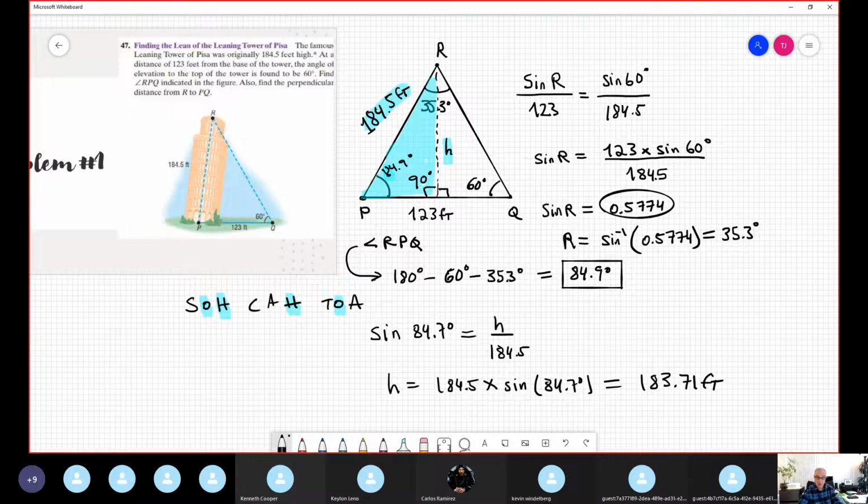183.71 feet, which is actually the height of the Tower of Pisa. Not the length, but the height, which is the distance from the ground to the peak of the Tower of Pisa. Any question?